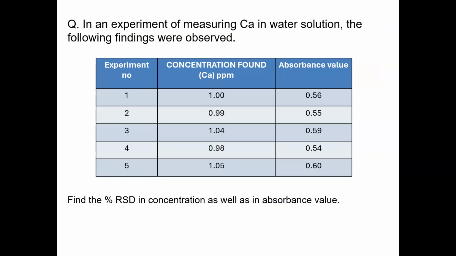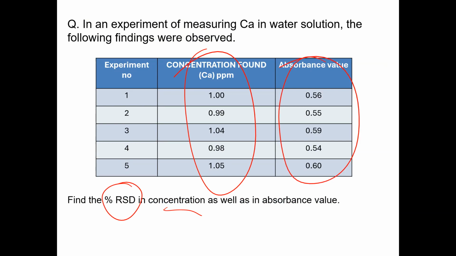Okay, and this is the numerical type question. You have to calculate the percentage RSD, that is relative standard deviation, in concentration as well as in the absorbance value. Okay, so this is an experiment. One is measuring the calcium in water solution. The following findings were observed.